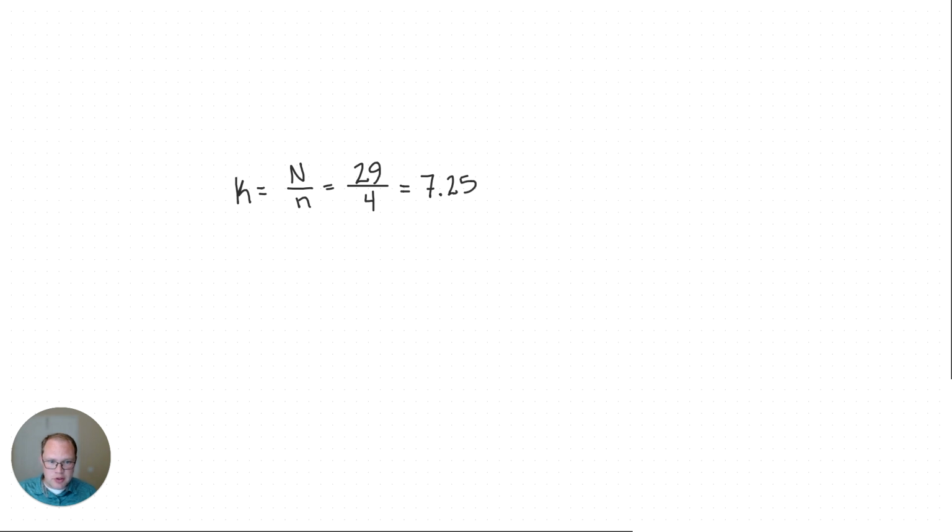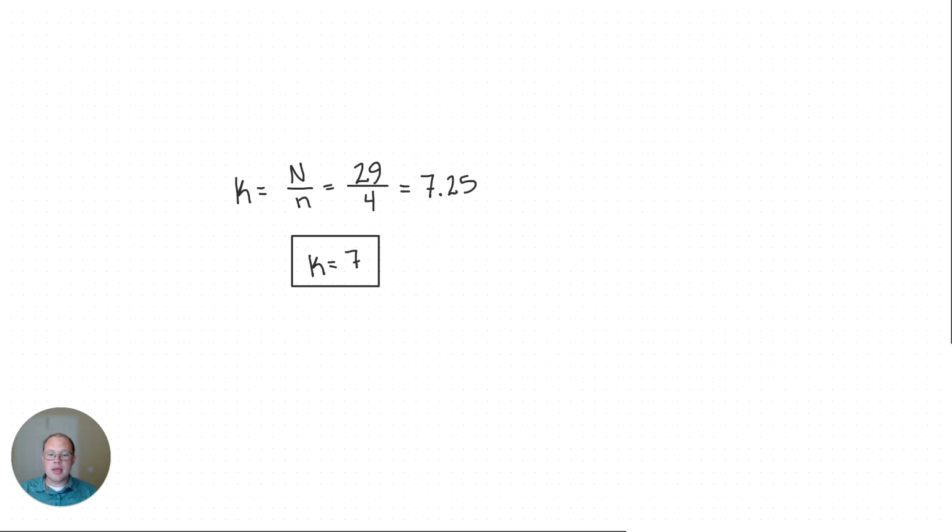But remember, we have to round it to the nearest whole number. I can't find the next 0.25 city in the list, right? I can find 1 city over or 2 cities over, but not 7.25 cities over. So we need to round it. So our true sampling interval, in this case, 7.25 is closer to 7 than it is to 8. So if we round it, we get 7. That's going to be our sampling interval. So we want every 7th city.